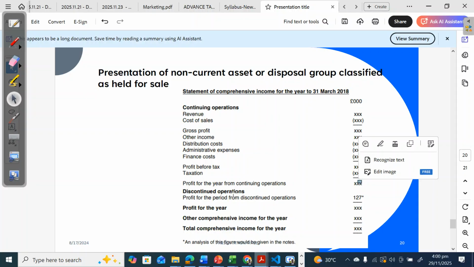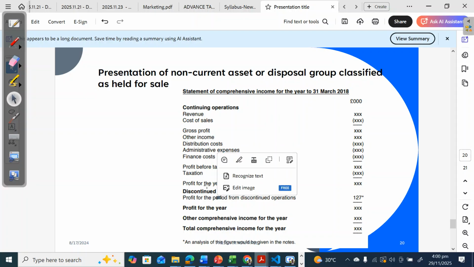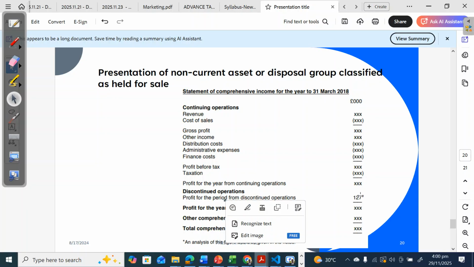So discontinued operation says profit for the period. Note that this one is profit for the year, but this is profit for the period. It means usually the operation ends in the middle of the year, not at the end of the year. Maybe January to July, January to March. So that's why you see profit for the period.